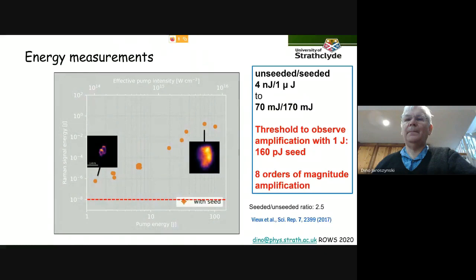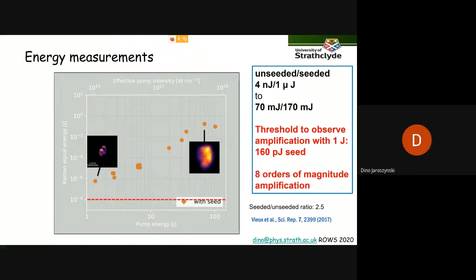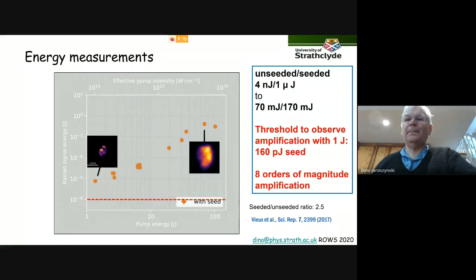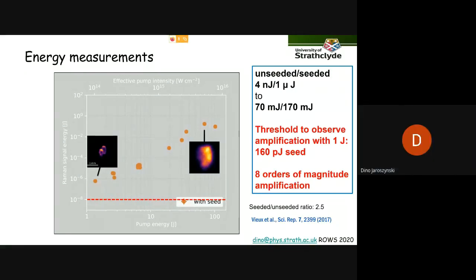It shows you here that by injecting a 10 nanojoule seed signal, for 100 joules input, one can get amplification up to about 0.1 to 0.2 joules. That's eight orders of magnitude, and this is many times larger than you would get in a titanium sapphire amplifier.